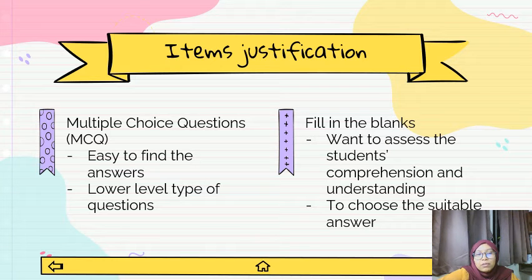Alright, so now we move on to the items justification, where I want to justify why I chose this type of test items. So the first one, I chose multiple choice questions. For this part, it covered 20 questions in the paper, which also covered 20 marks. So why did I choose this type of items? Because it is easy to find the answers. Why? Because there are a few choices of answers where the students can choose.